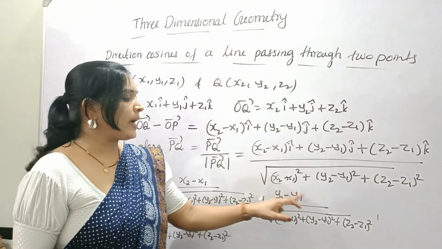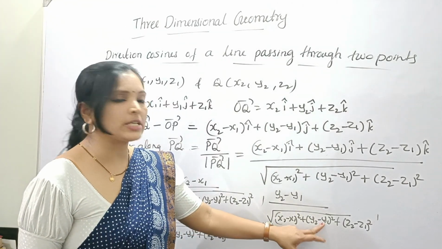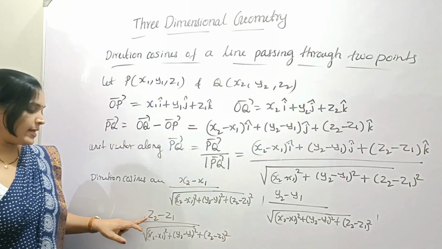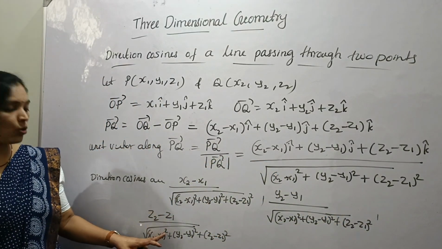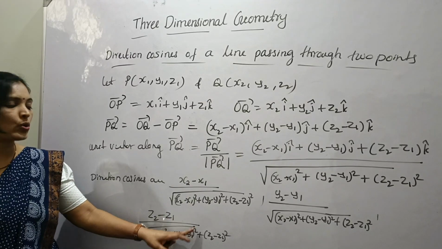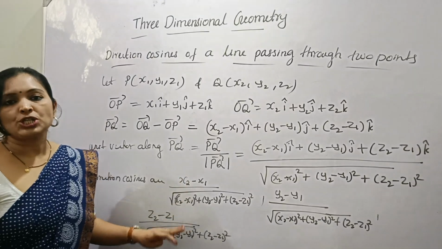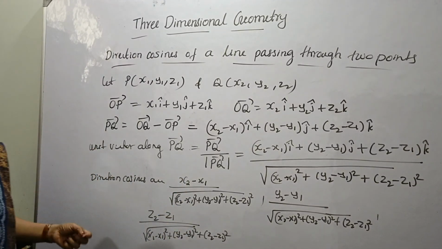And y2 minus y1 divided by the root of (x2 minus x1) whole square plus (y2 minus y1) whole square plus (z2 minus z1) whole square. And z2 minus z1 divided by the root of (x2 minus x1) whole square plus (y2 minus y1) whole square plus (z2 minus z1) whole square. These are the direction cosines of a line passing through two points.